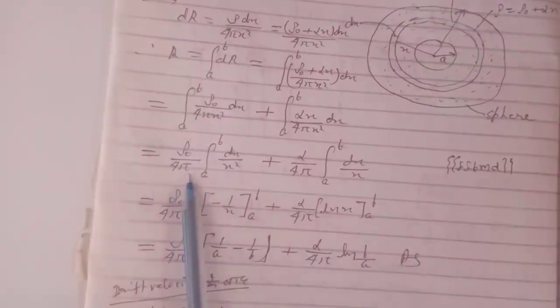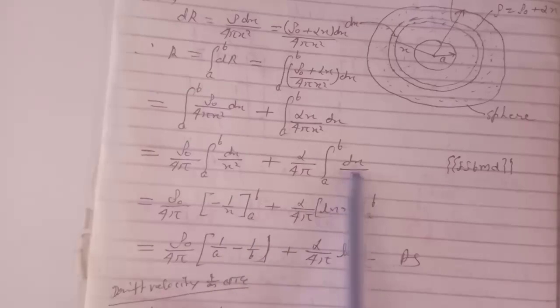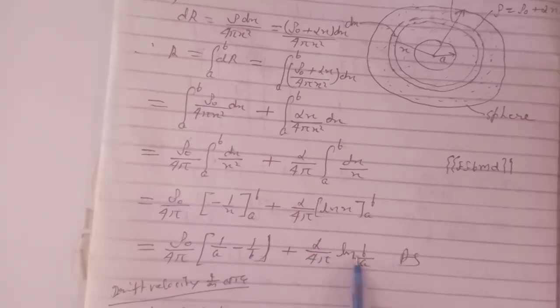Again, the integral of dx by x square equals minus 1 by x, and the integration of dx by x is log x. So it will be rho naught by 4 pi into 1 by a minus 1 by b, plus alpha by 4 pi log b by a. Here ln is written for the log to the base e. When our log is on the base e, it is written as ln. But you have to understand yourself that if it is written as ln, it is also log, but on the base e.